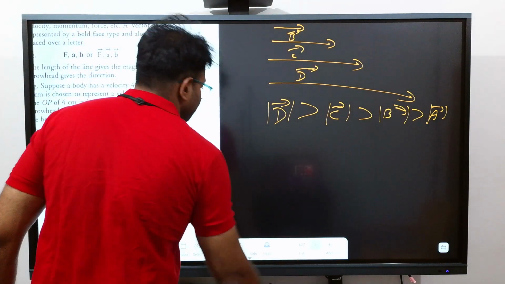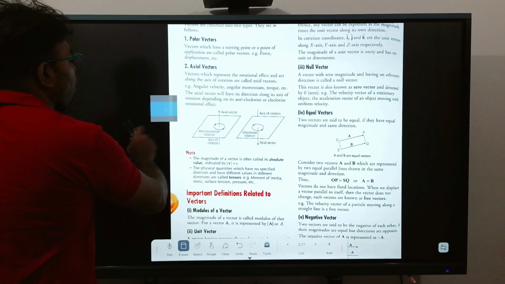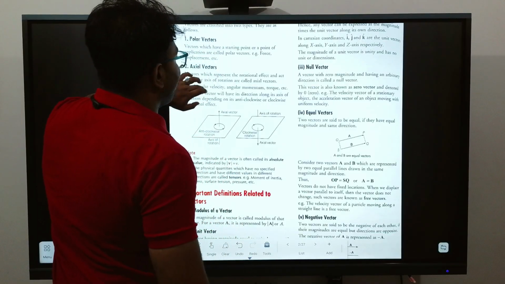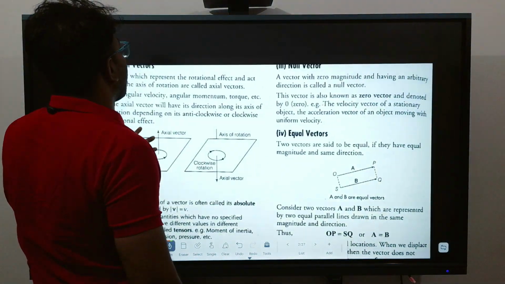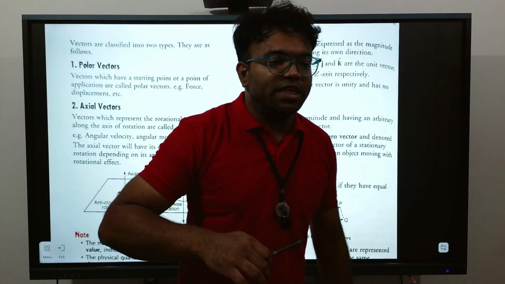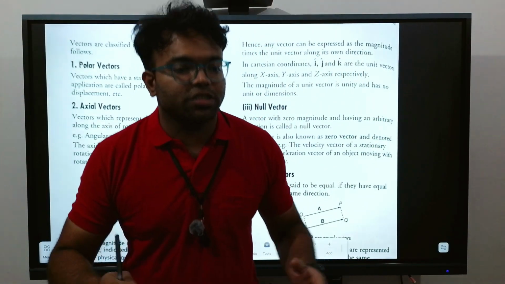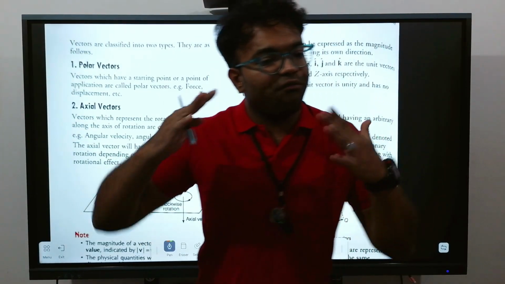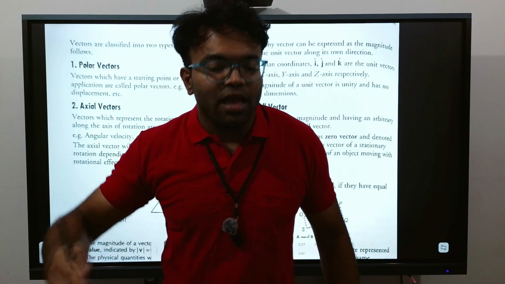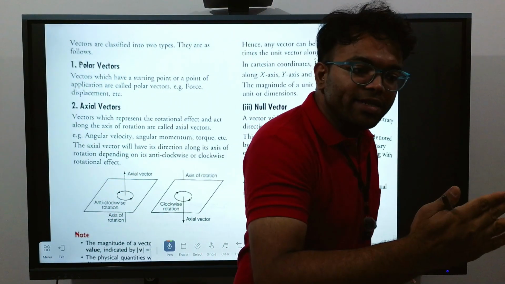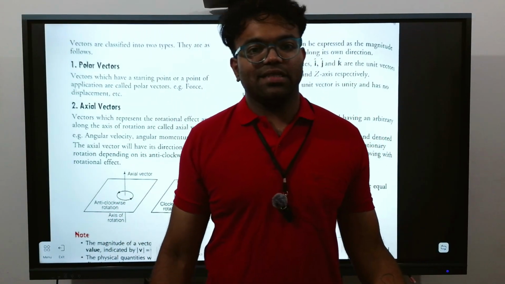Okay, the next part. Now, vectors can be broadly classified into two different types. You have a polar vector and an axial vector. Now, what is the difference between a polar vector and an axial vector? A polar vector has poles. It has starting and finishing ends, right? You know where the vector started, you know where the vector is pointing, and you will know where the vector ends, if it ends in the first place.